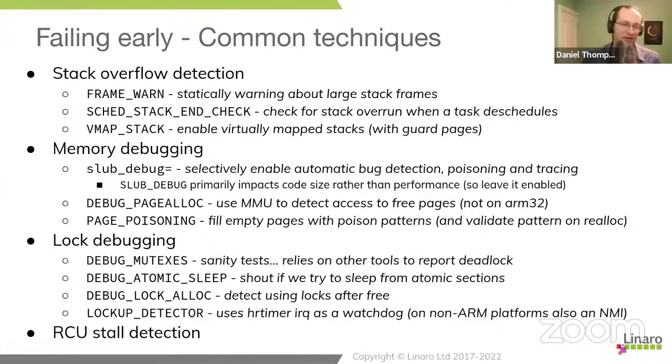And then we have a couple of other things like the lockup detector that uses a timer IRQ to verify that the scheduler is working correctly. So basically, it's a periodic timer that looks at the scheduler and makes sure that it's correctly scheduling tasks. And on non-ARM platforms, if you have a non-maskable interrupt, you can use periodic non-maskable interrupts to verify that the interrupt system is working correctly.